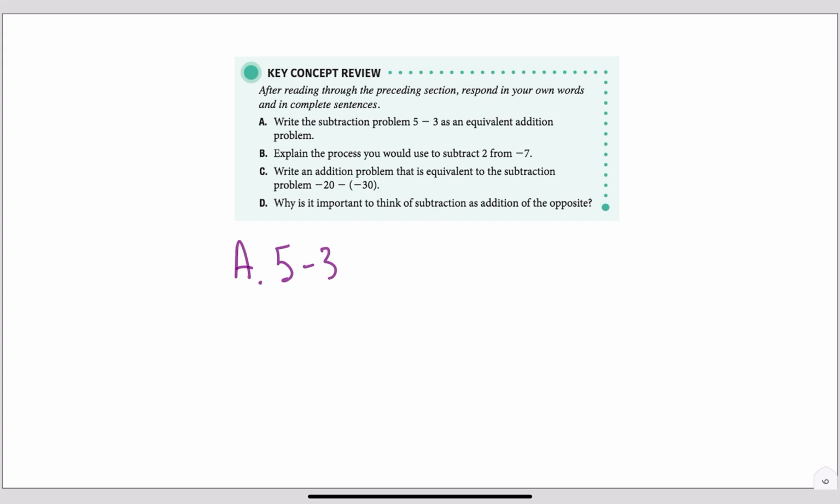So 5 minus 3. We know that the answer is 2, but they want us to write an equivalent addition problem. So what I can do is say, instead of subtracting, I can add the opposite. And the opposite of 3, of course, is negative 3. So I've written a subtraction problem as an equivalent addition problem. I can always add the opposite if it's easier than subtracting. And that's all I have to do. I just had to write it like that.